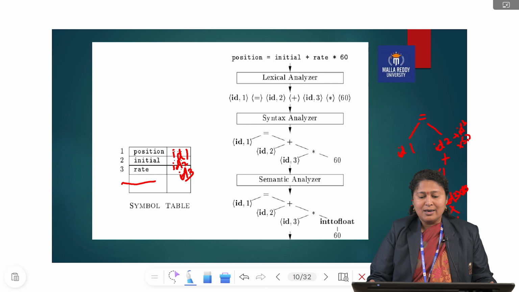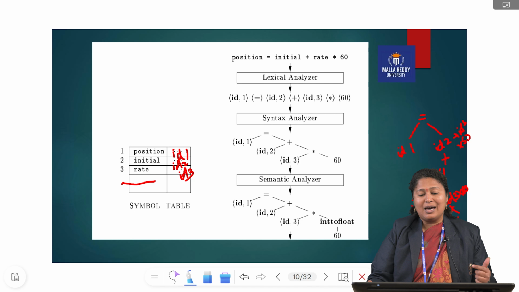Now here 60 is an integer, and position, initial and rate identifiers are of type float that we have taken. So here we are multiplying ID3 into 60 in the output of the syntax analyzer. But ID3 is of type float and 60 is of type int. So here we are multiplying two different types. So this is not correct. So the meaning is not correct. So what will the semantic analyzer do? It will convert the integer part into float. That is, it will type-cast 60 to a floating value. So this is the output of the semantic analyzer.